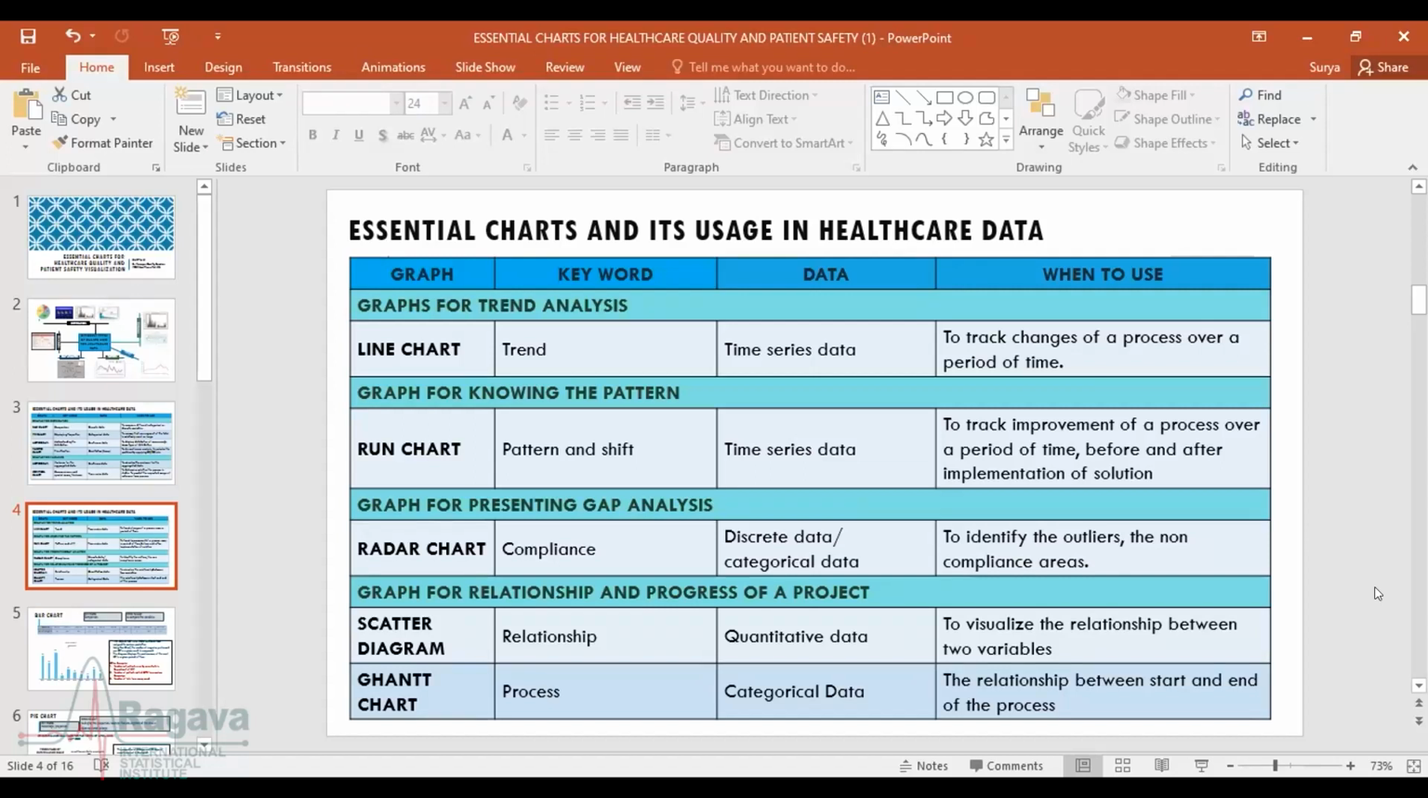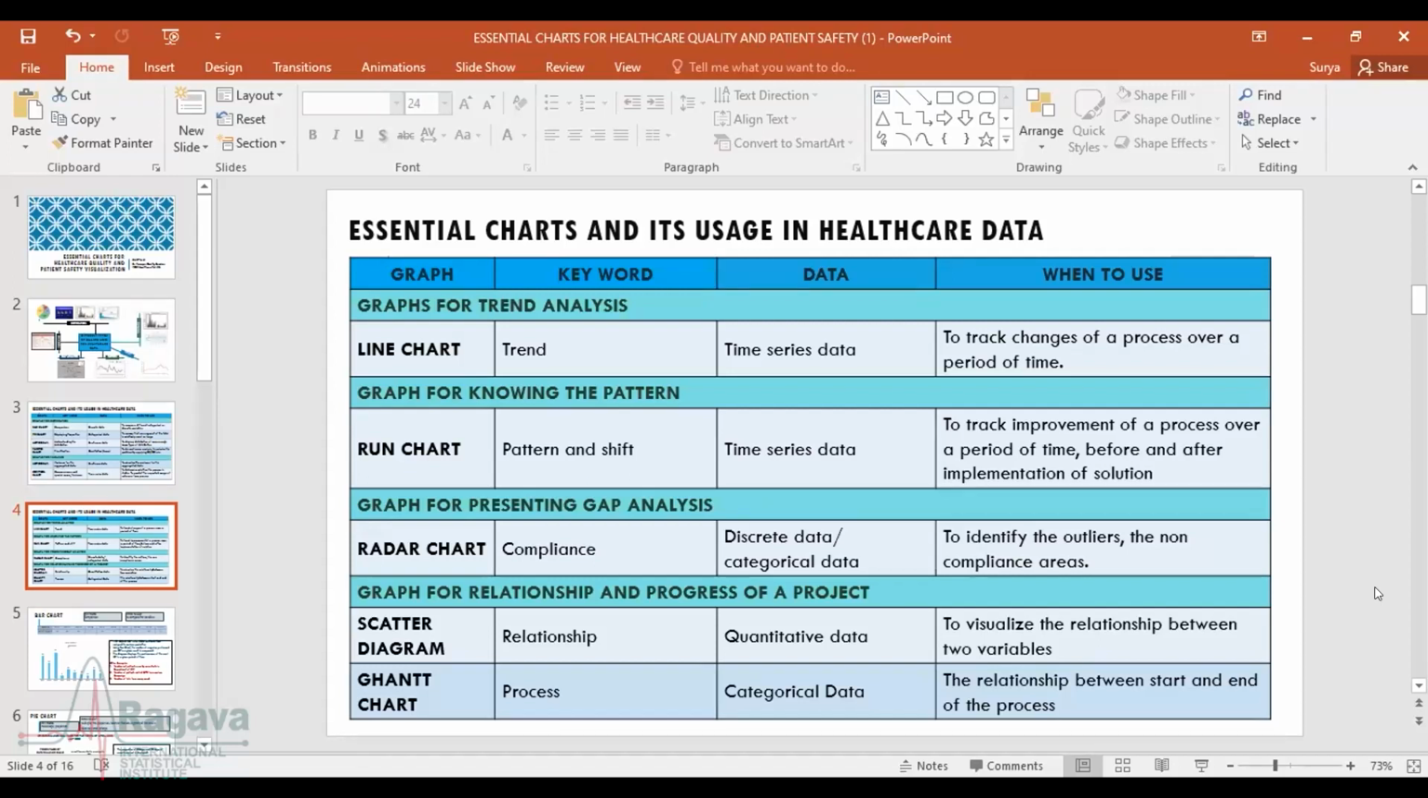When there are two variables, what is the relationship between those two variables, how they are affecting one another, the performance of one another, I will be able to know by using the scatter diagram. The quantitative data is required for displaying the scatter diagram.